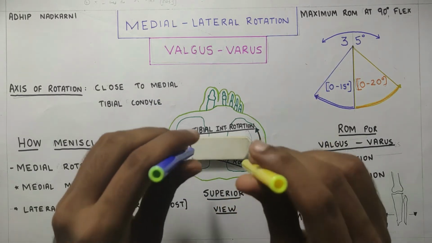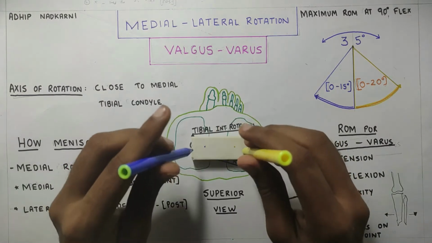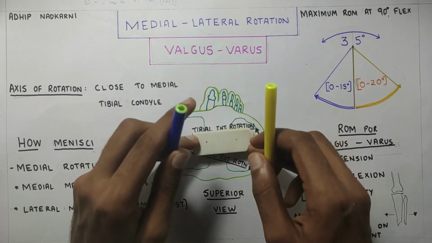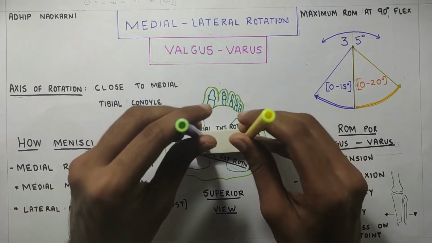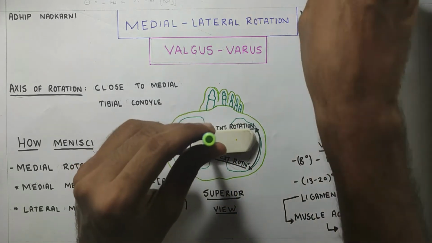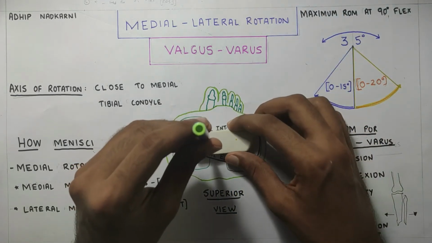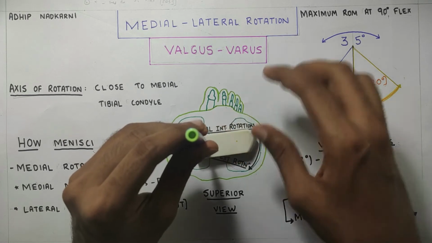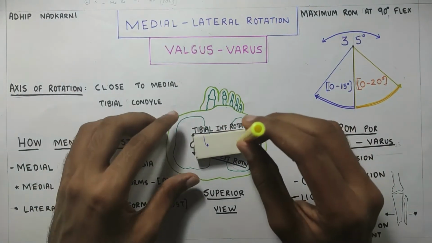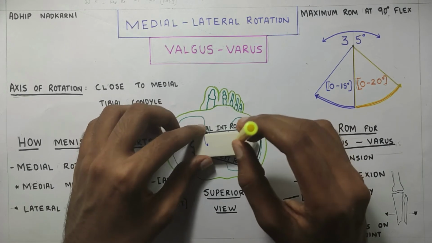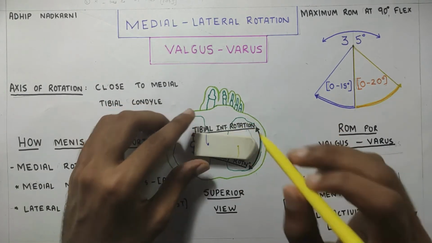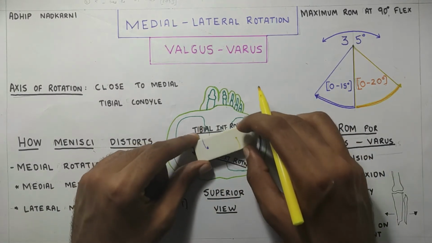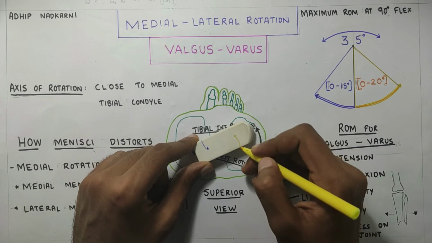So now if I keep both the condyles over here and then move the tibia in internal rotation, that is the medial rotation, what will happen is, first I'll keep the medial condyle over here, and as I move, the medial condyle will go anteriorly. Now let us see what happens with the lateral condyle. The lateral condyle will move posteriorly. So the medial condyle of the femur goes anteriorly when the tibia rotates medially, and the lateral goes posteriorly.